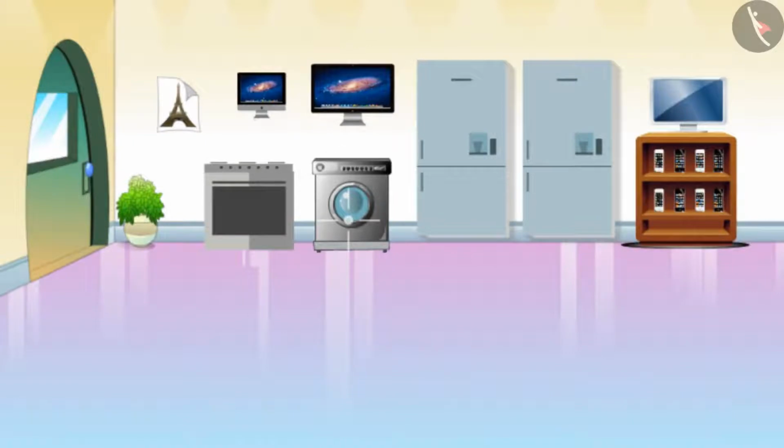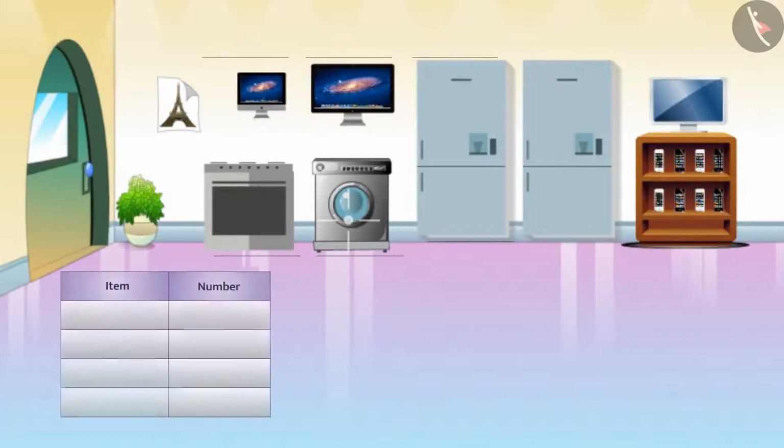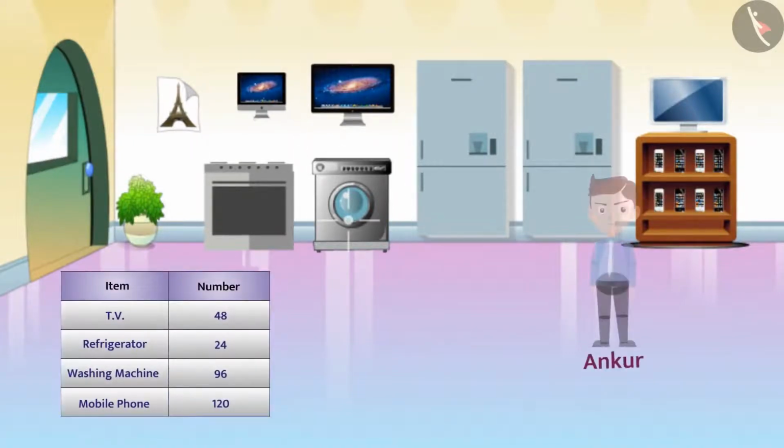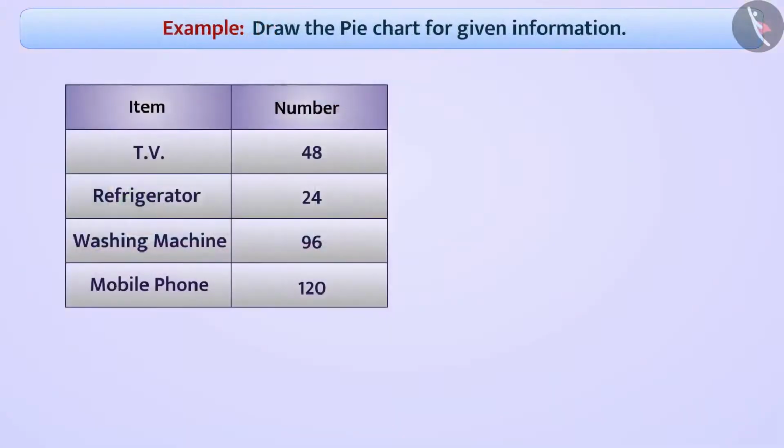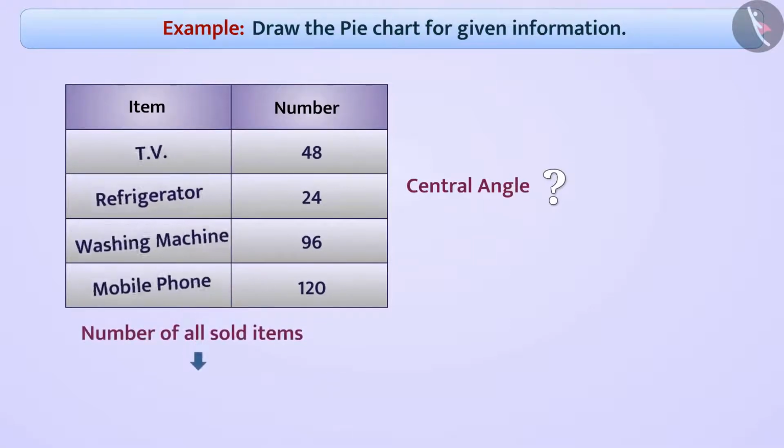Next example. The sale of various electronic items sold from Ankur's shop in a year is given below. Can you represent this information in the pie chart? Try it. We have to find the central angle of sale of each item to draw a pie chart. To find the central angle, we will first add the number of all sold items.